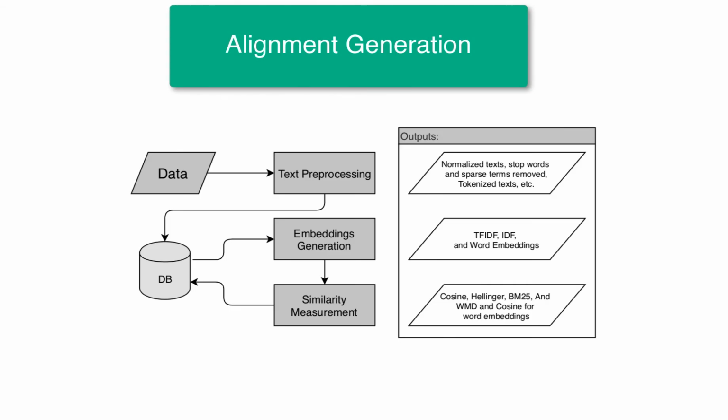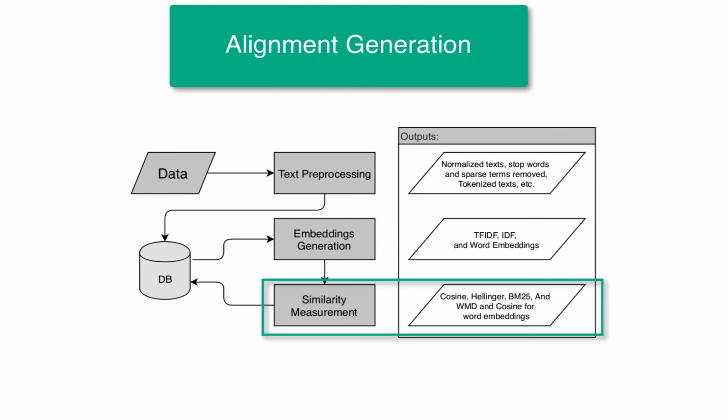Alignment generation. In order to derive similarity measurements and recommend matches between corresponding translation segments, we have a 3-step pipeline. We first normalize the text, remove stop words and sparse terms based on the user preference, then tokenize the text. After that, we generate various embeddings that are used to compute similarity measurements. Embeddings include TF-IDFs, IDFs, and contextual word embeddings.